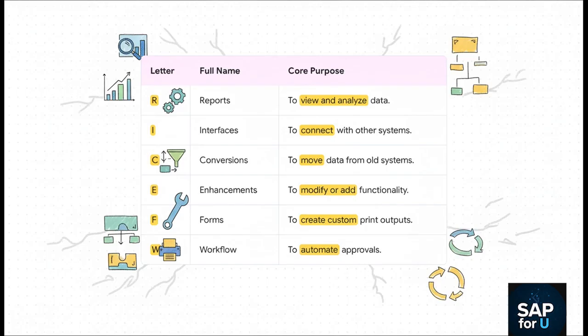R is for viewing data. I is for connecting systems. C is for moving old data. E is for modifying the software. F is for creating documents, and W is for automating approvals. That's it. RICEFW is the language used to bridge that gap between a standard piece of software and the unique DNA of a specific business.